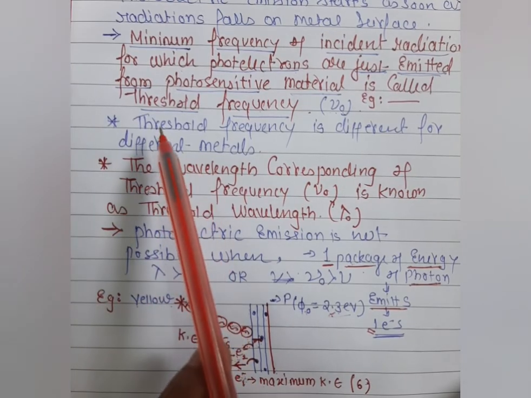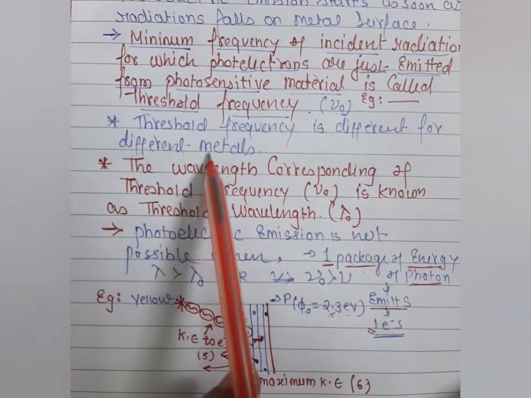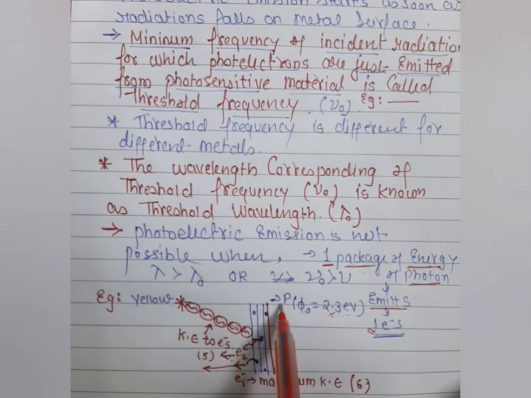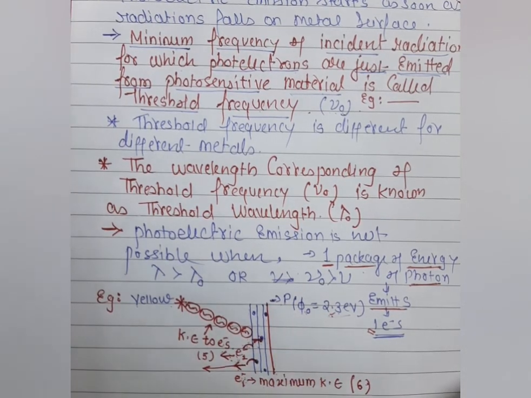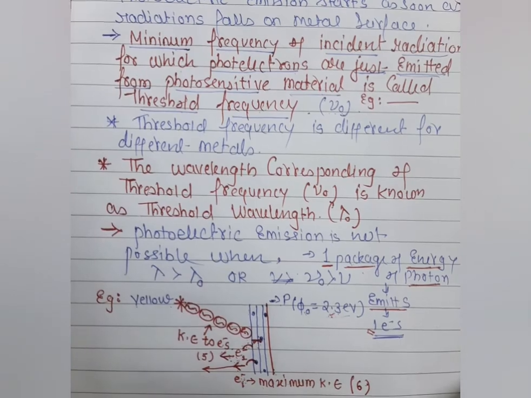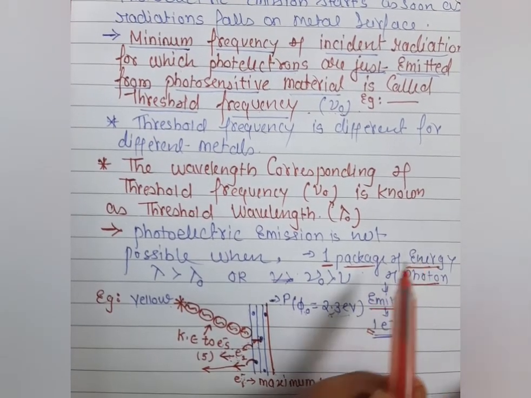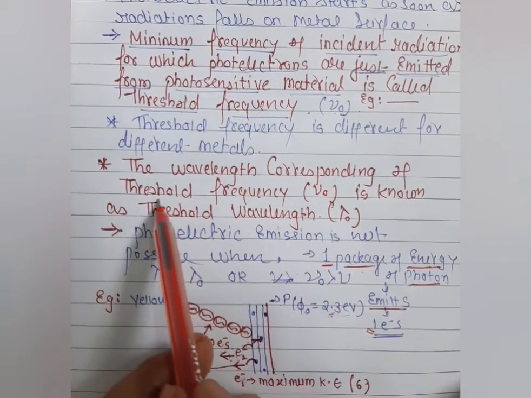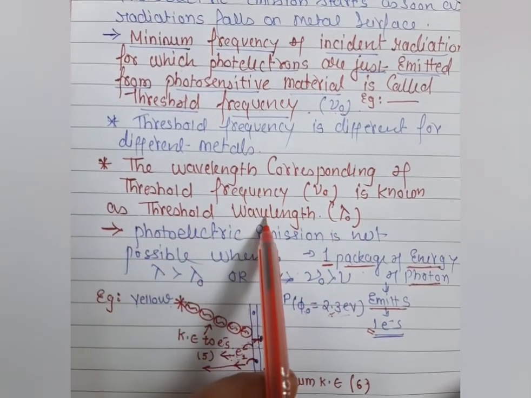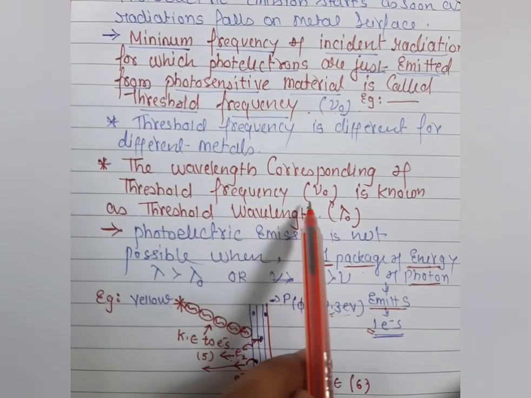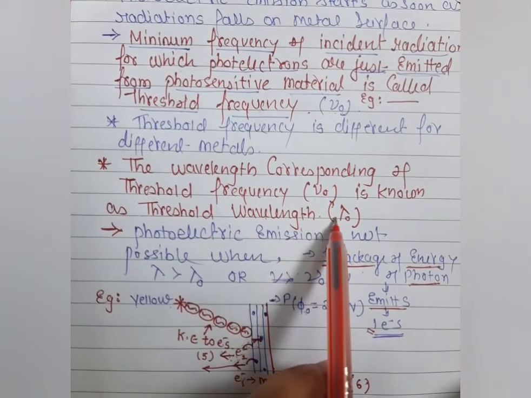So here you can see the threshold frequency is different for different metals, as you know very well. If I consider potassium, the work function is 2.3 electron volts. If I take another material like lithium, it has its own work function. So at that time we need a different color, or frequency, of light, because different frequencies of light have different packages of energy. And the wavelength corresponding to the threshold frequency is called the threshold wavelength. Yes students, as you know very well, the frequency also has its own wavelength.